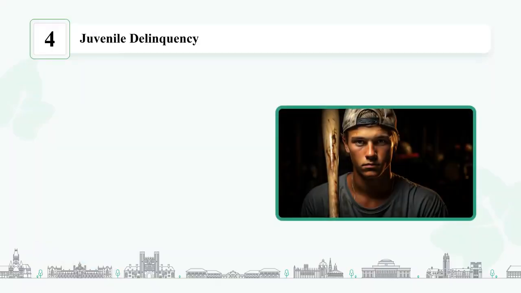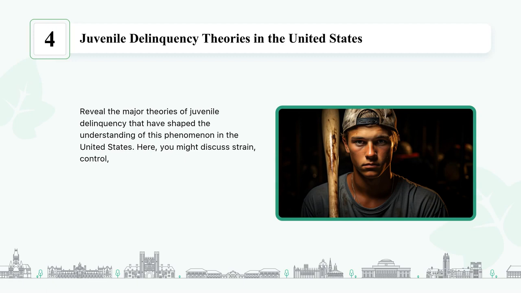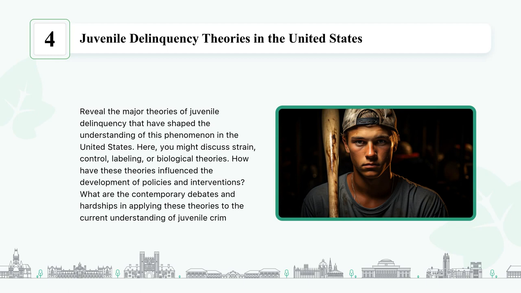Juvenile delinquency theories in the United States. Reveal the major theories of juvenile delinquency that have shaped the understanding of this phenomenon in the United States. Here, you might discuss strain, control, labeling, or biological theories. How have these theories influenced the development of policies and interventions? What are the contemporary debates and hardships in applying these theories to the current understanding of juvenile crimes?